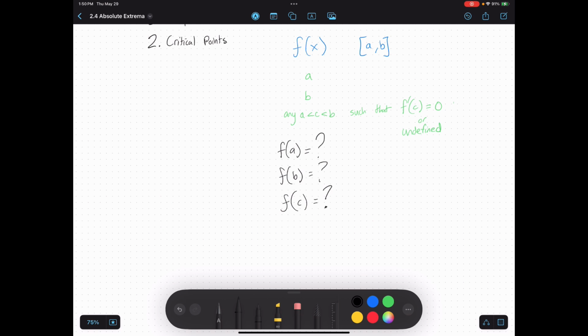So go ahead and try a few problems on your own, and then I'll go through a couple examples in the example video to show you what this looks like in action.